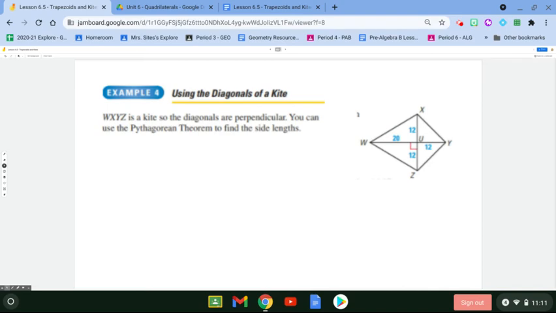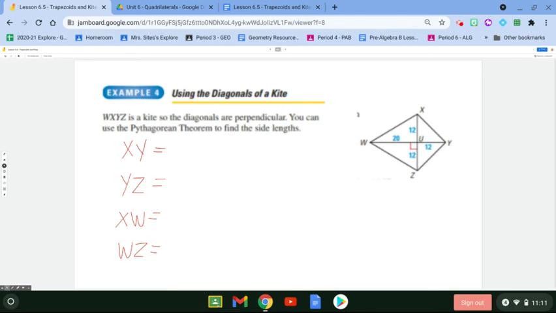So I need to figure out the length of XY. I need to know the length of YZ. I need to know the length of XW. And I also need to know the length of WZ. Now, one nice fact I know about a kite is that those opposite sides from one another are also going to be congruent to one another. So really, I only need to do 2 problems to figure this out.